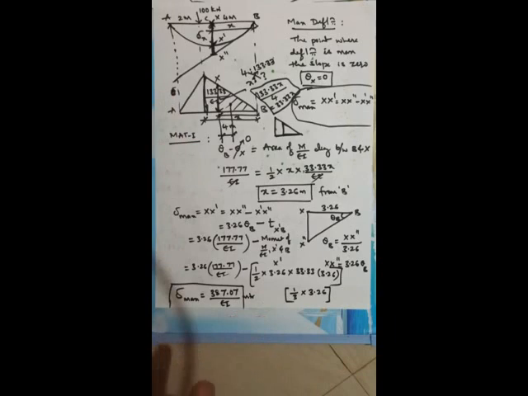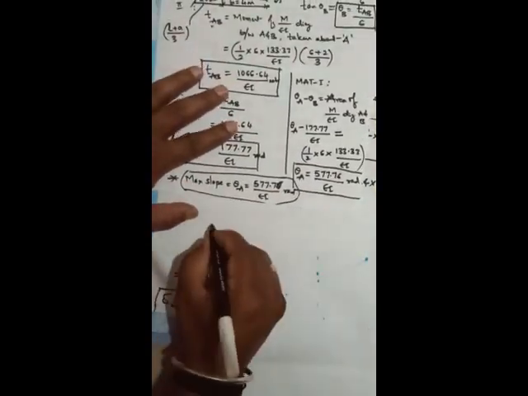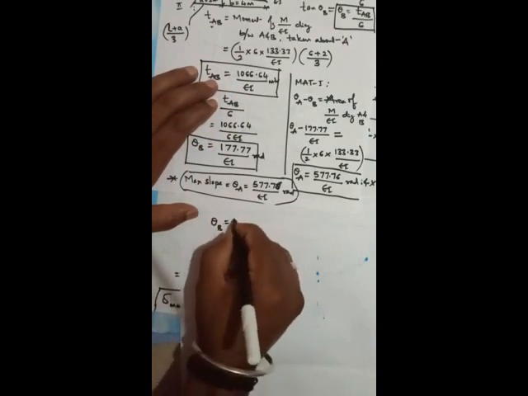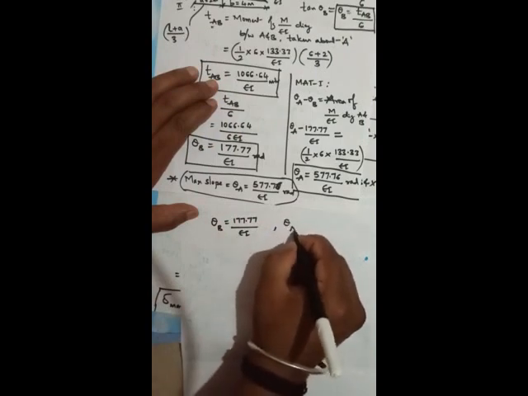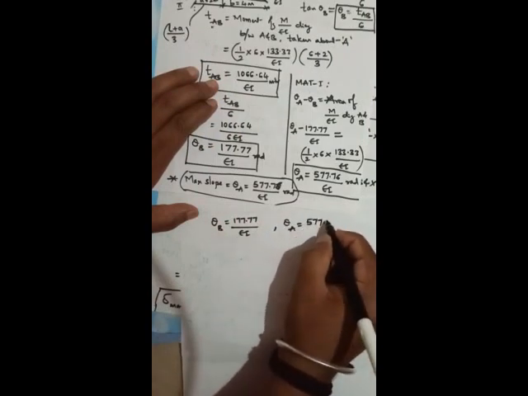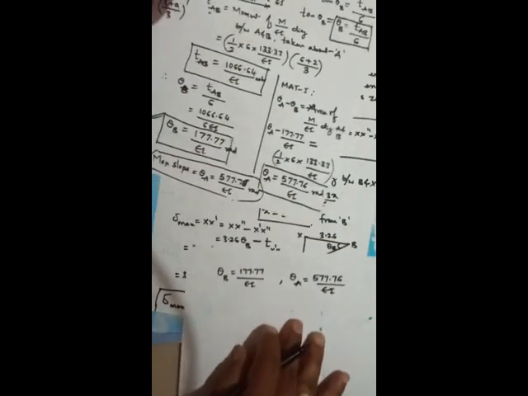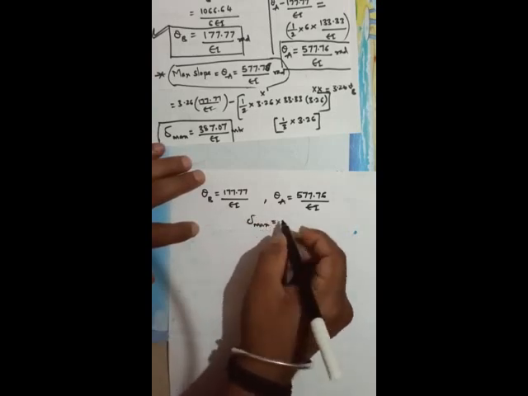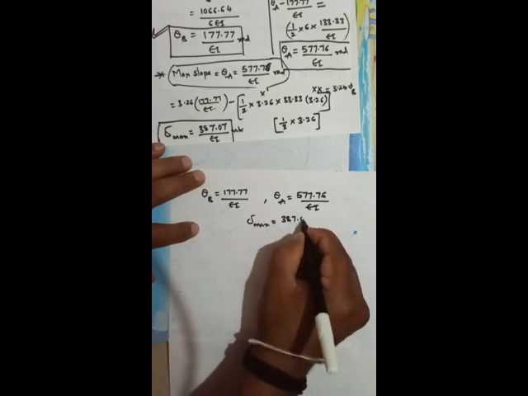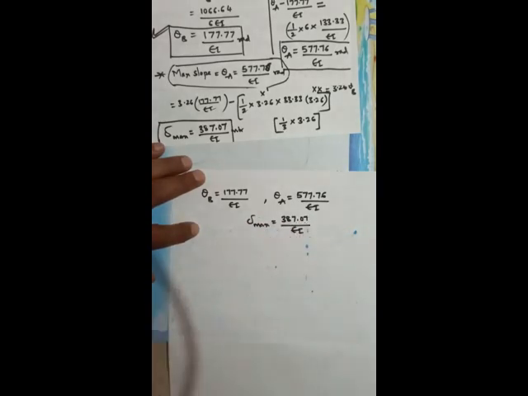387.07 by EI. I hope this calculation is clear, like the previous problem. Okay, go through it once again, you will get it. Let me summarize all the values you have calculated. First, theta B is 177.77 by EI. Then theta A is 577.76 by EI. Then delta max is equal to 387.07 by EI. Okay, all the three values.